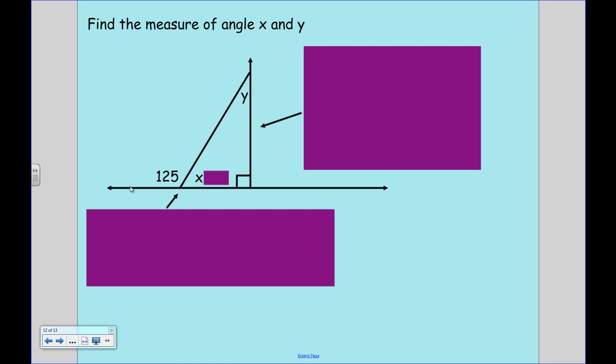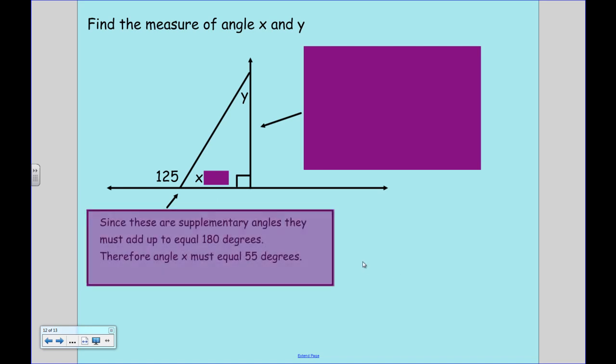So as I look at my diagram, I see that this angle here, that's 125 degrees, and X, they're actually supplementary angles. Together they form a straight line. That means they have to add up to equal 180 degrees. So because they're supplementary angles and I know they have to add up to equal 180, I'm going to do 180 minus 125, which means that angle X must be 55 degrees.